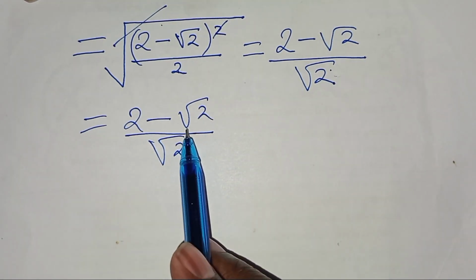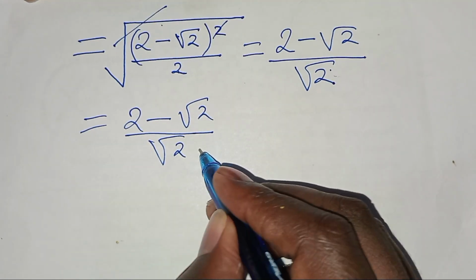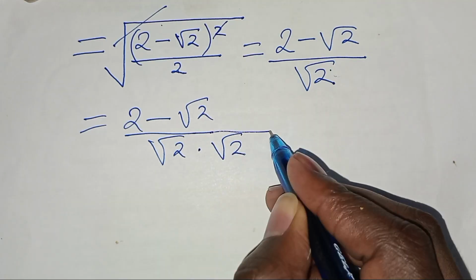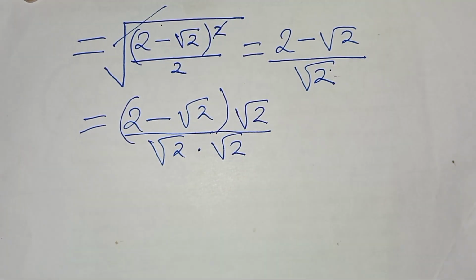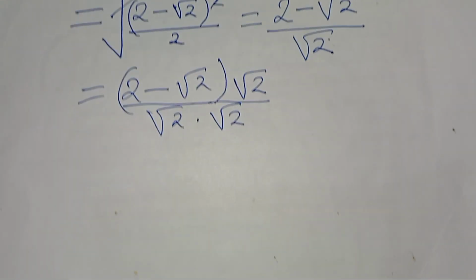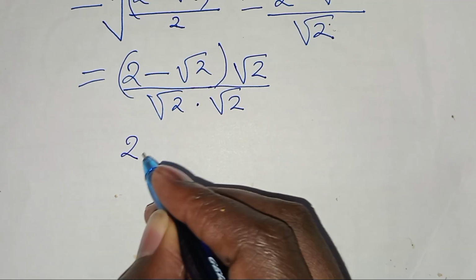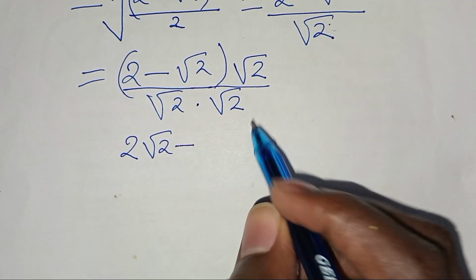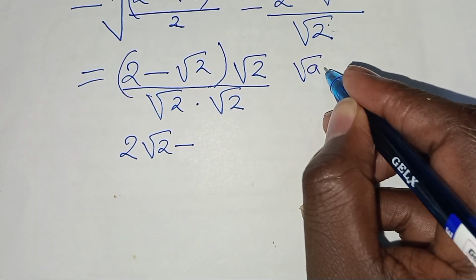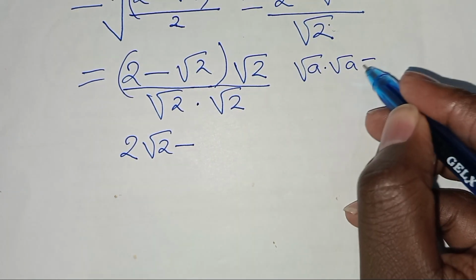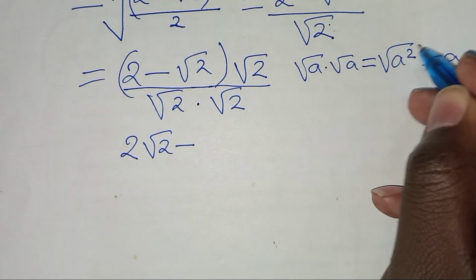Let's introduce a conjugate on both sides, that is on the numerator and the denominator, multiplied by square root of 2 here, and the same to the numerator, multiplying by square root of 2. So now here we'll have square root of 2 times 2, so this is the same thing as 2 square root of 2, subtract square root of 2 times square root of 2. If you have square root of a times square root of a, this is the same thing as square root of a squared, which is equal to a.